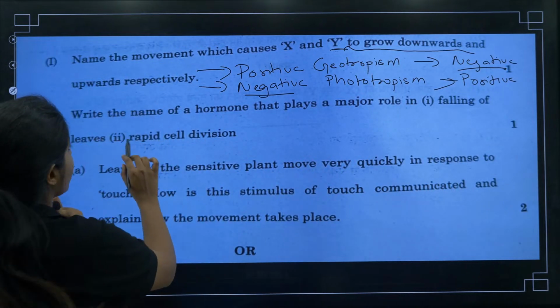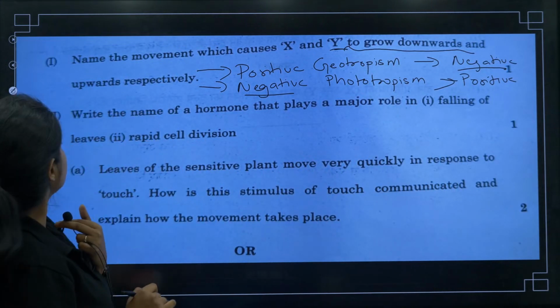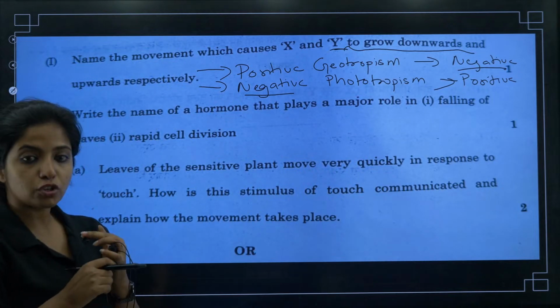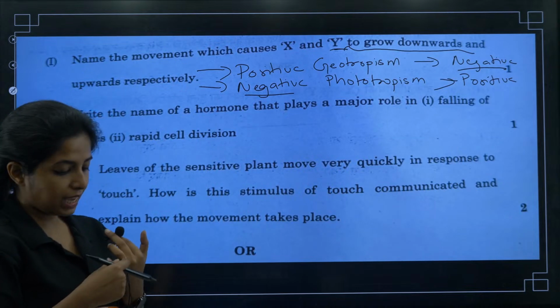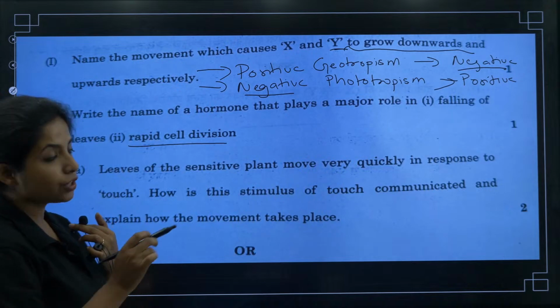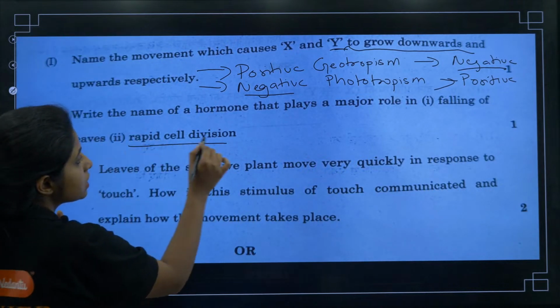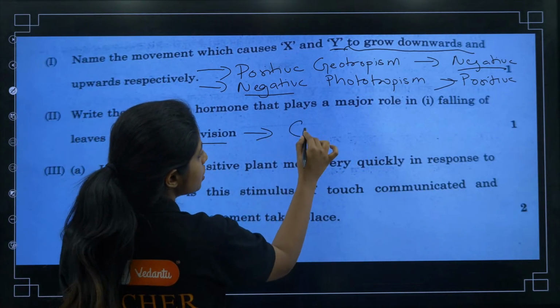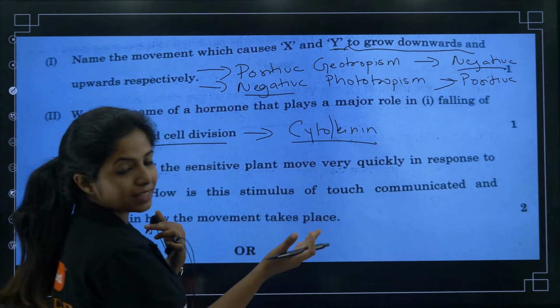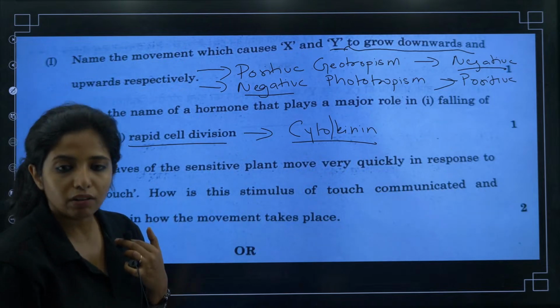Now, write the name of a hormone that plays a major role in falling off the leaf. So what is that particular hormone which is responsible for falling off the leaf? Any guesses? And also for rapid cell division. Rapid cell division becomes easier to answer, so I'll answer this first. You know cell division, cytokinin. This is the name of the hormone. Cyto as in cell, kinin as in division, my dear children.